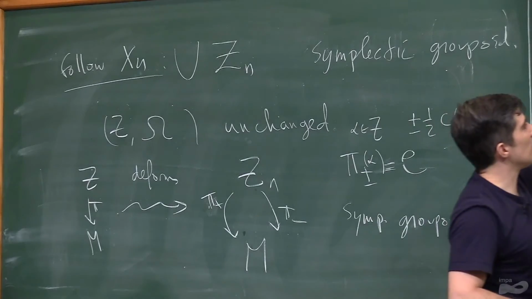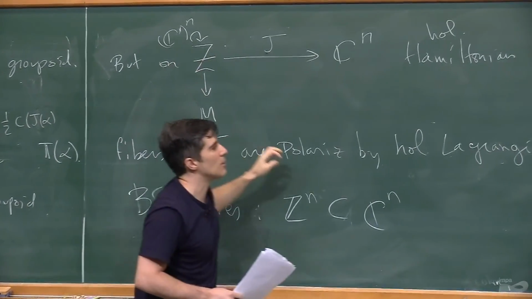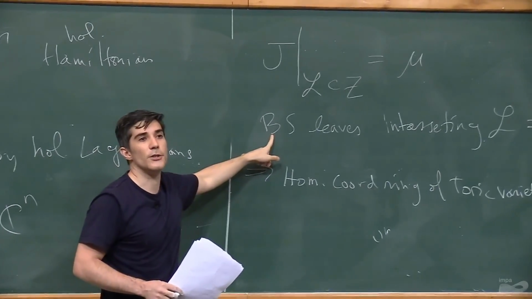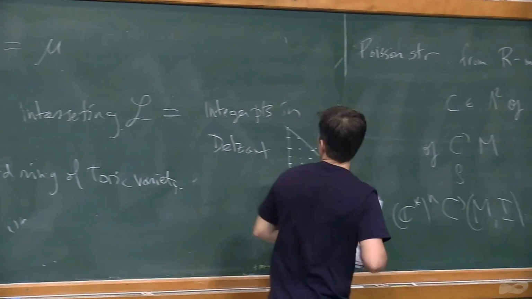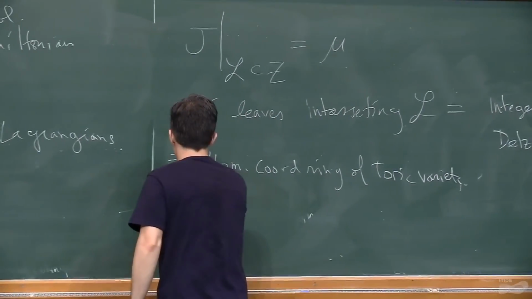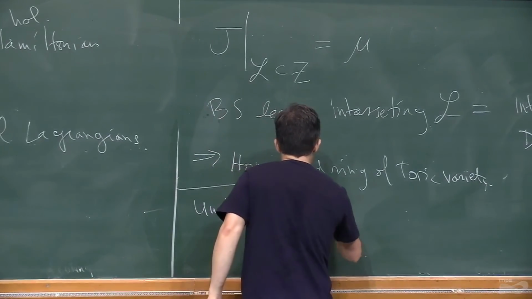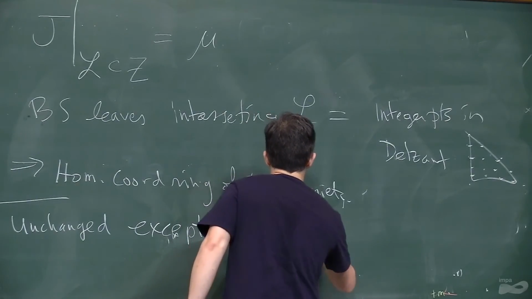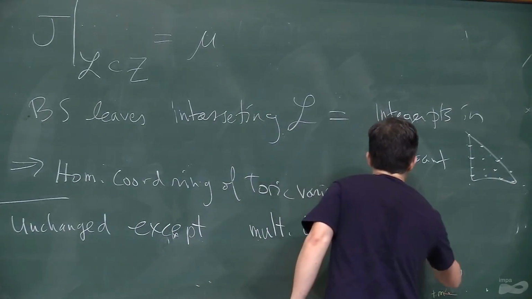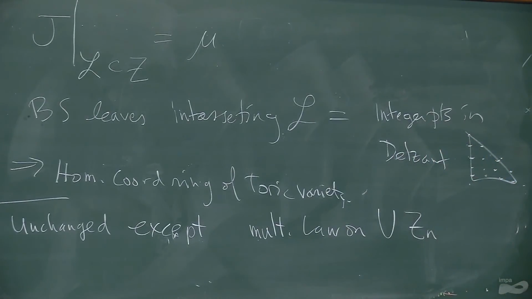So what this means is that J is unchanged, Z is unchanged, omega is unchanged. The Bohr-Sommerfeld leaves are unchanged. Everything is unchanged, except for the multiplication law on the union of the Z_n. And what happens when you compute the multiplication is that the convolution is non-trivial.